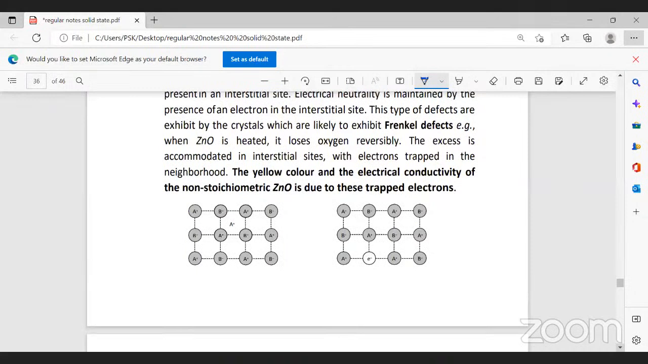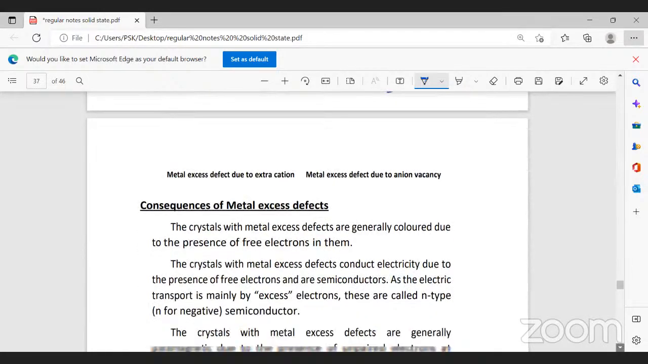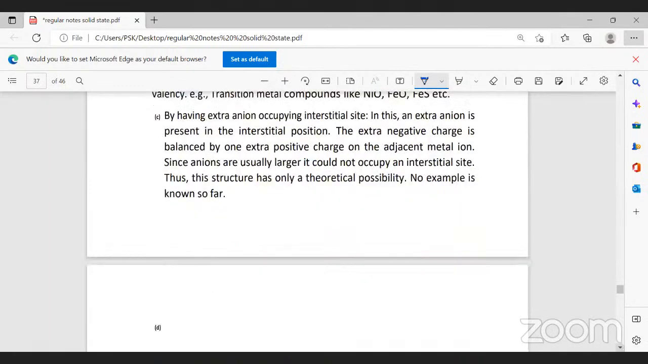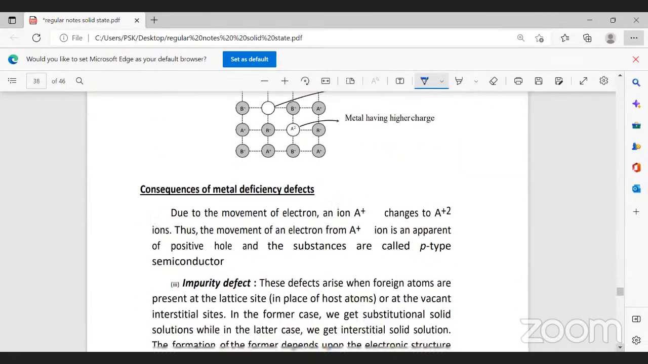Color of a metal is because of F centers. You should know that. See here, this is an example. Here it should be an ion, but in place of an ion, an electron is occupied. So this is called an F center. All right, so color is because of the F centers. All that we learned yesterday. We will continue with the topic today.